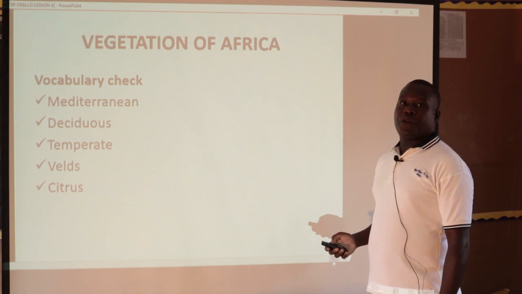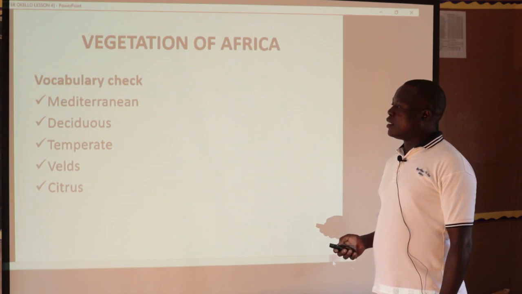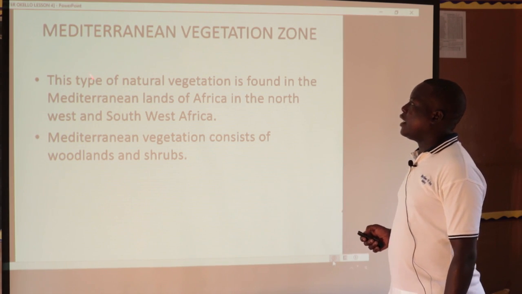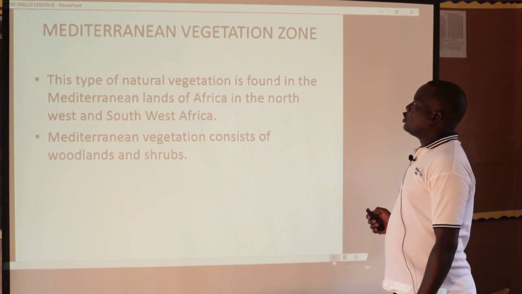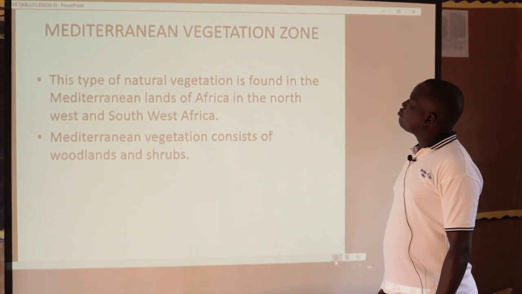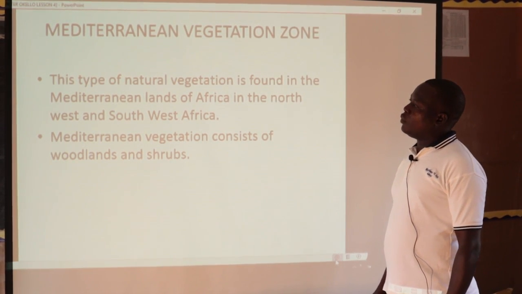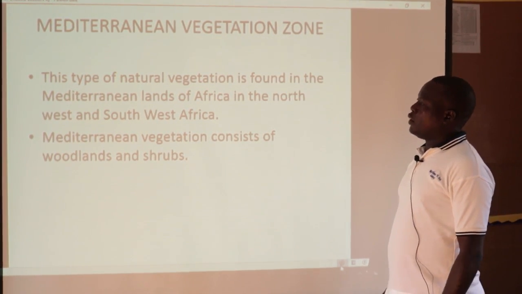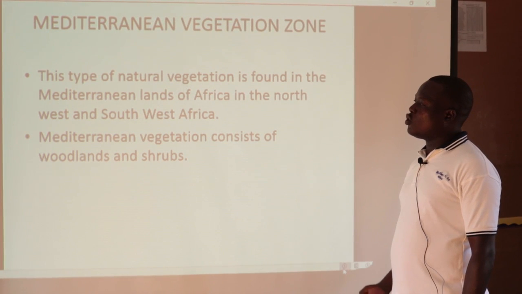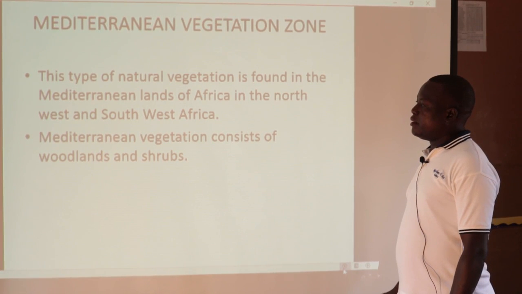So we are continuing with the vegetation zones. As last time we looked at others, today we want to look at another vegetation zone. As you see it here, I have the Mediterranean vegetation zone. This type of natural vegetation is found in the lands of Africa, in the northern part, and northwest and southwest Africa. The vegetation consists of woodlands and shrubs mainly.